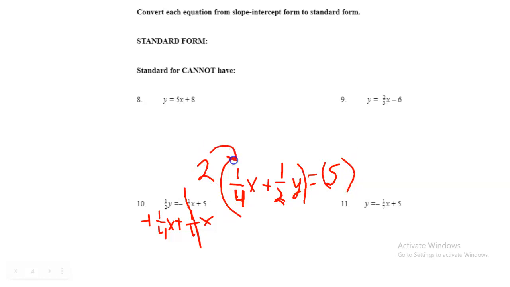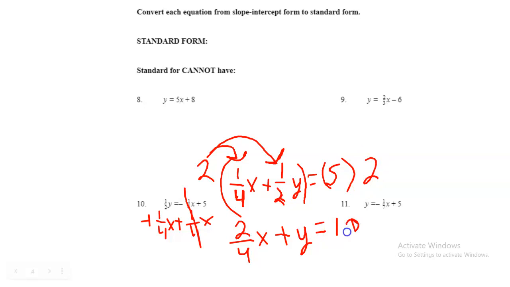Well, I've got the 2 times the 1/4, which gives me 2/4 x, and I got the 2 times 1/2 y, which gives me 2 over 2y, which is just y, and then that's equal to 2 times 5, which is 10. Now if you'll notice, the 2 over 4 can also reduce down to 1/2. I got 1/2 x plus y is equal to 10.